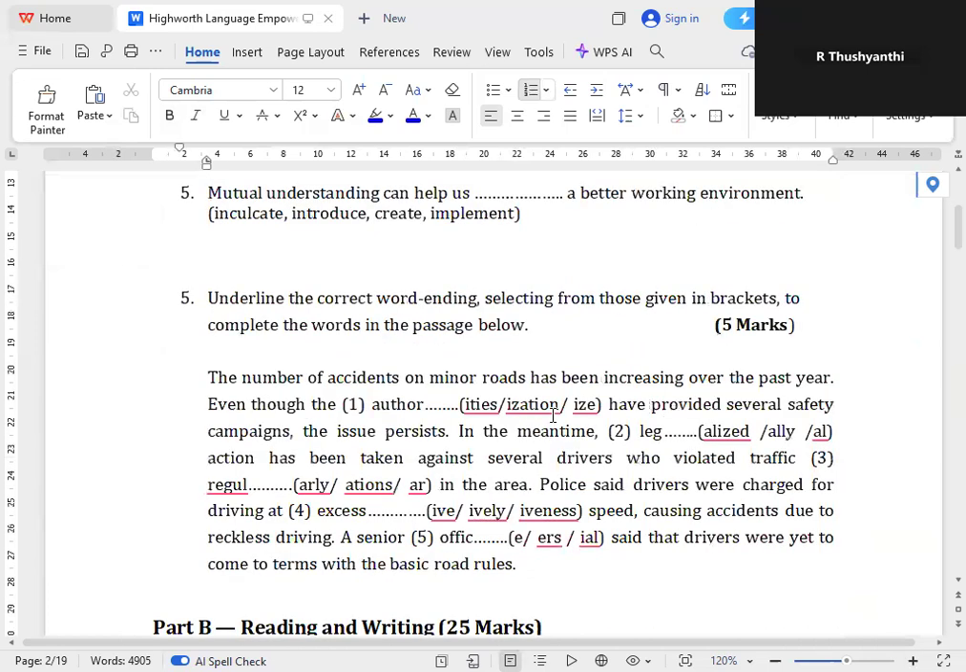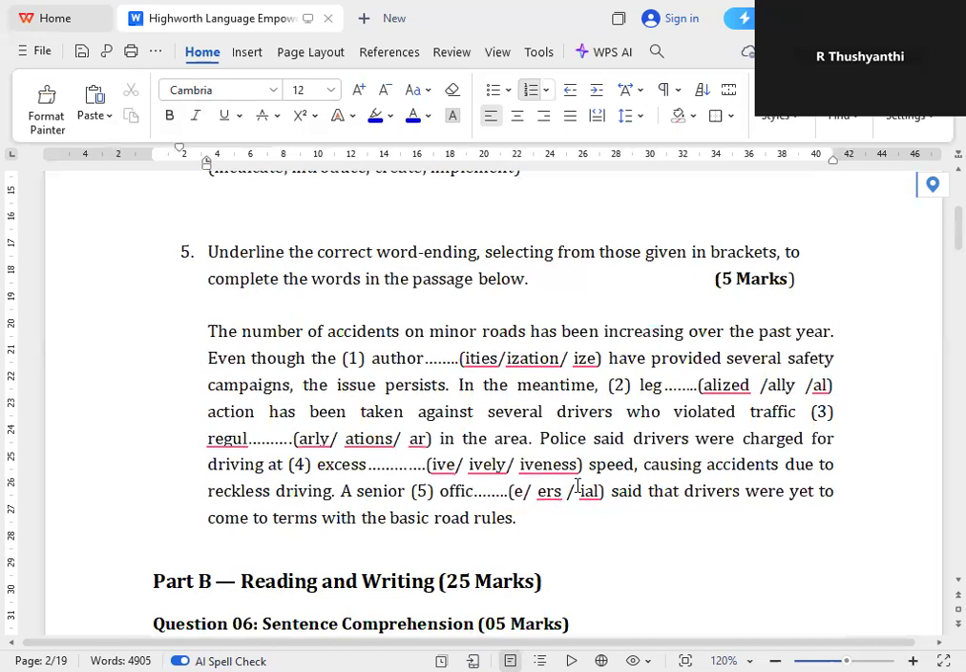And finally, the fifth question for Part A is to underline the correct word ending. Correct word ending means here the suffixes are tested, right? Word endings means the suffixes, selecting from those given in brackets to complete the words in the passage below. You can score 5 marks for this. They have given 3 word endings for each number. Okay, let's read the paragraph.